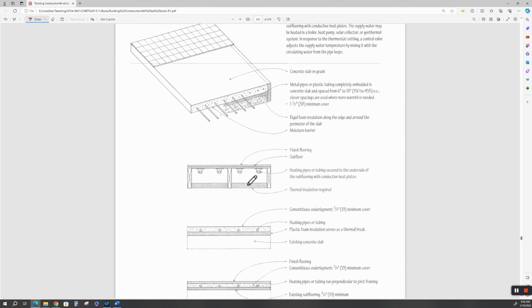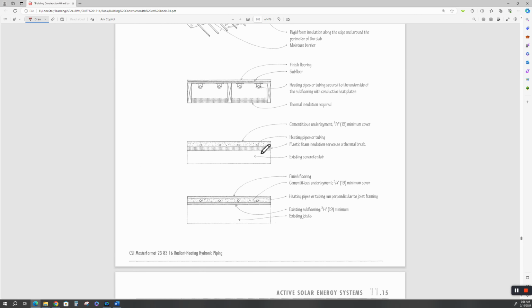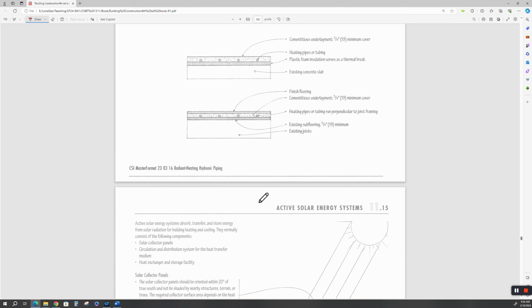We've seen this before. I think we've seen this before on the slabs of the flooring. Here's a subfloor, and they just hang the radiant heat pipes in here. And then, of course, you need thermal insulation. Here's an example of them buried in the concrete, and here's an example of them running on existing joist. So these are running parallel to the joist. These are running perpendicular to the joist. There's many ways to do this.